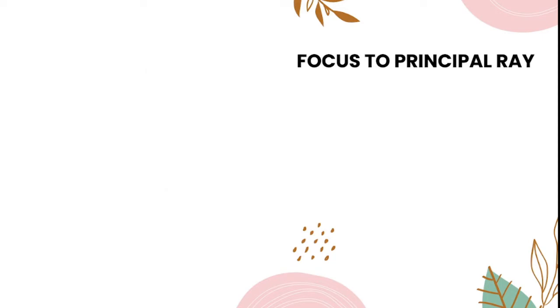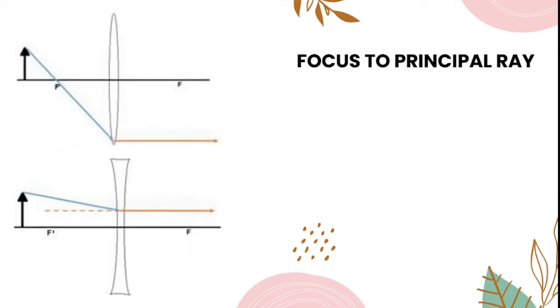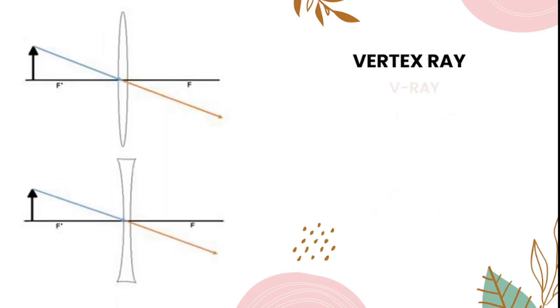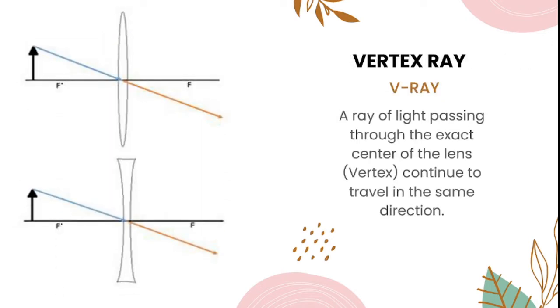The second is the focus to principal ray, or F to P ray. It is a ray of light passing through the focus behind or in front of the lens that is refracted parallel to the principal axis. And lastly is the vertex ray, or V ray. It is a ray of light passing through the exact center of the lens, continuing to travel in the same direction.